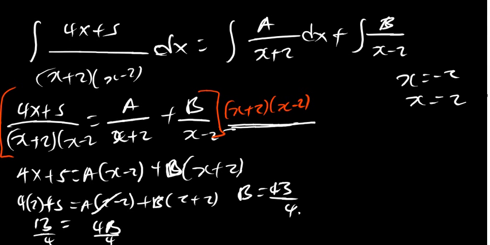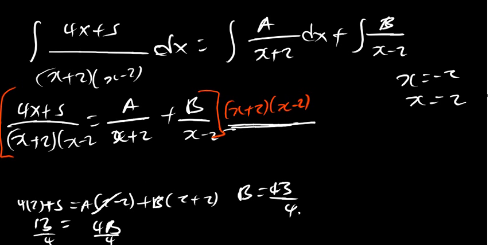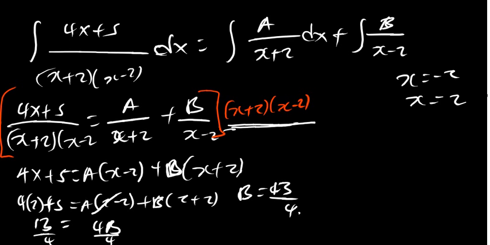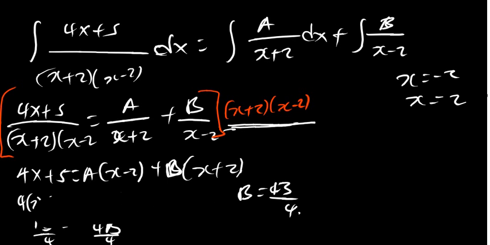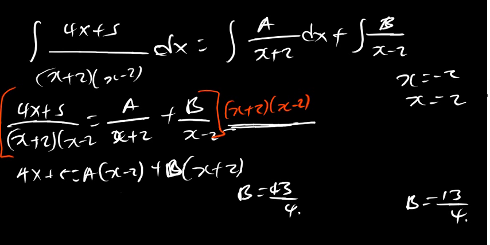Okay, now that one we can put it separate. Let's now get rid of this. Now we're going to plug in negative 2. So we have found that our b is equal to 13 over 4. Now let's find the value of a by plugging in negative 2. So we're going to say that 4 times negative 2 plus 5 is going to be equal to a(negative 2 minus 2) plus b(negative 2 plus 2).